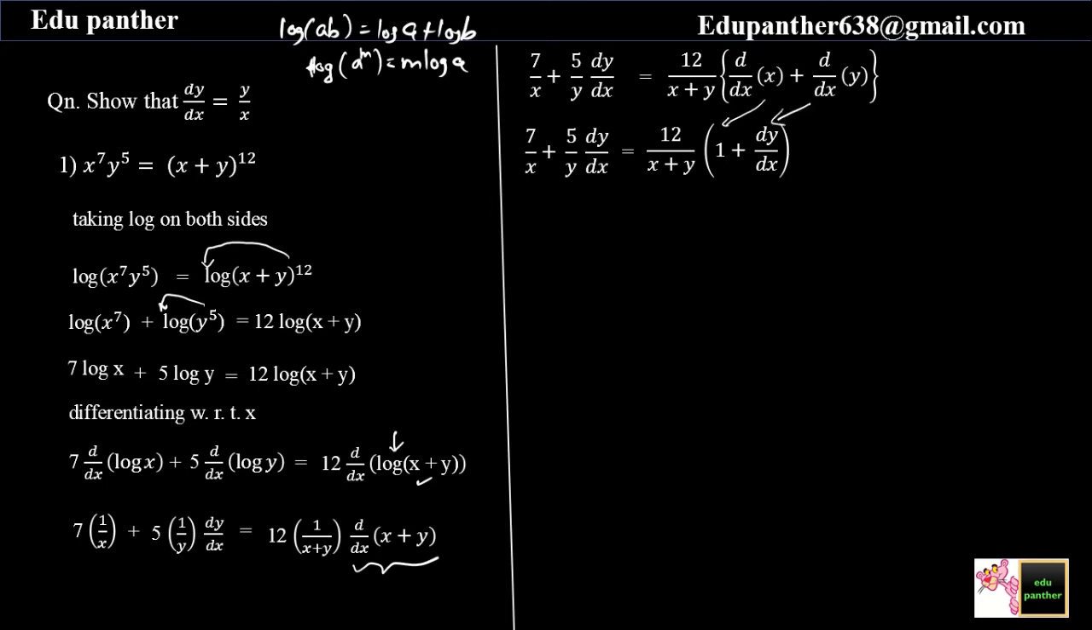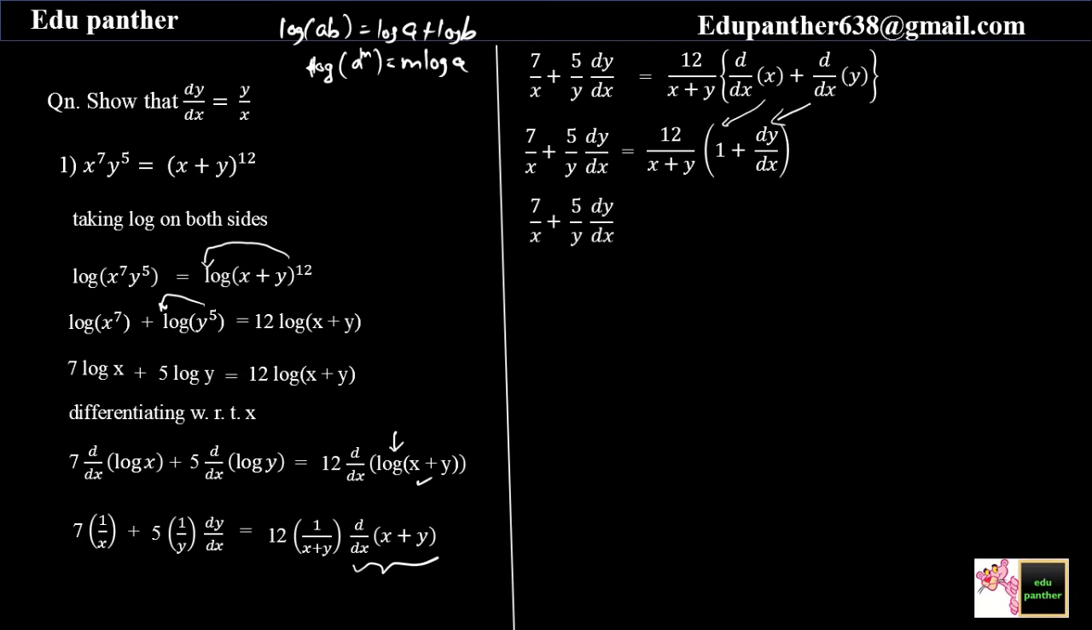So what is our first step? We have differentiated both sides. Now we have to find dy by dx. So for that what we can do, we have to take all the terms of dy by dx on the left hand side and the remaining terms on the right hand side. So for that first we have to multiply this 12 upon x plus y on the right hand side.